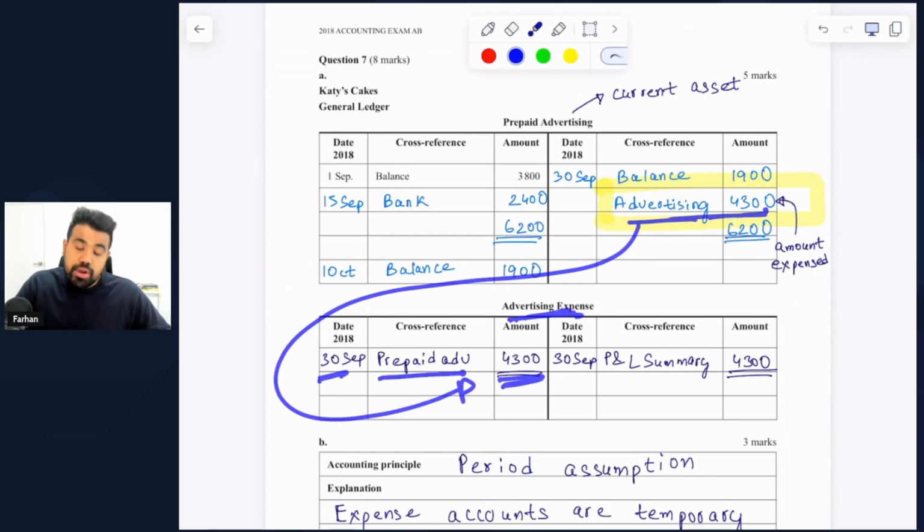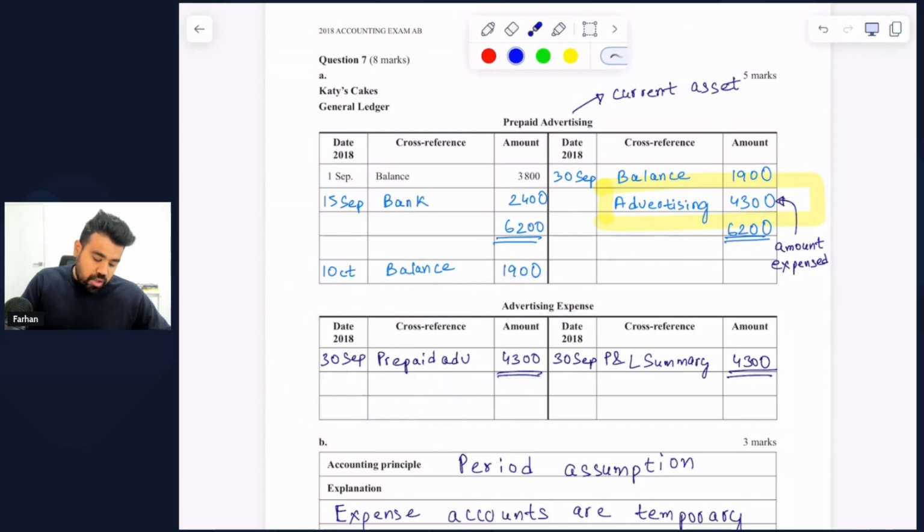And why are we writing prepaid advertising here? This is because of the connection between these two accounts, which follows the dual aspect concept of the accounting principles. When we write prepaid advertising at 4,300 here, it basically refers to the consumption of the prepaid advertising balance that we originally had on 1st of September. This refers to the usage of the prepaid advertising from 1st of September. That is why we are including this on the debit side of 4,300.